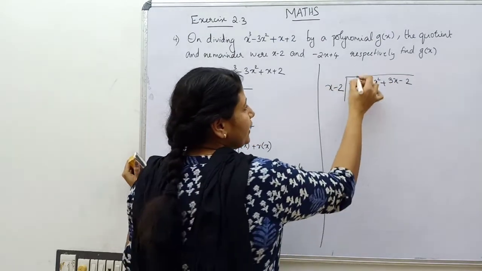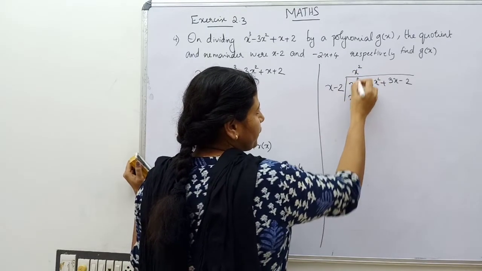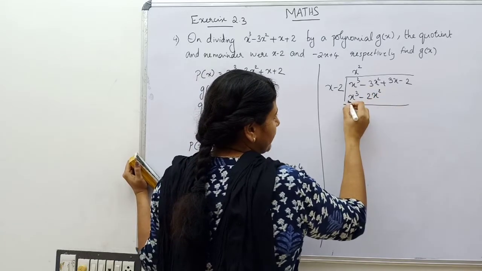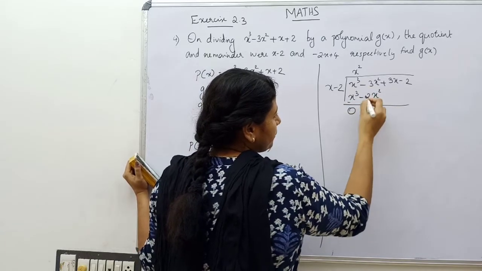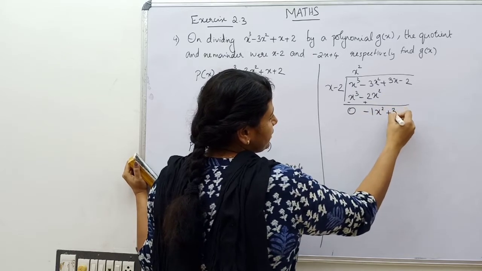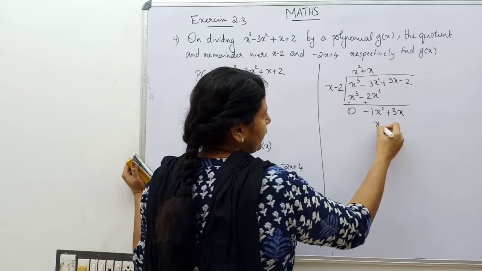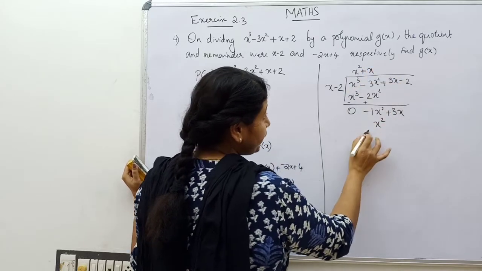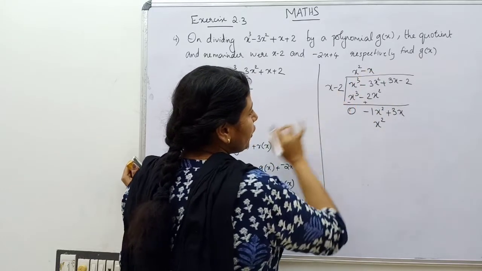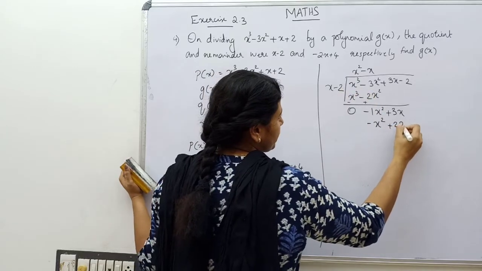Okay. We need x cube, so we are multiplying with x square. x square into x is x cube. X square into minus 2 is minus 2x square. Just subtract. It will be 0. Here it will be minus 1x square. And write the 3x here. Then you will get plus x. X into x is x square. Here you need minus 1x square, so I am writing here minus 1. Minus x into x is minus x square. Minus x into minus 2 is plus 2x.